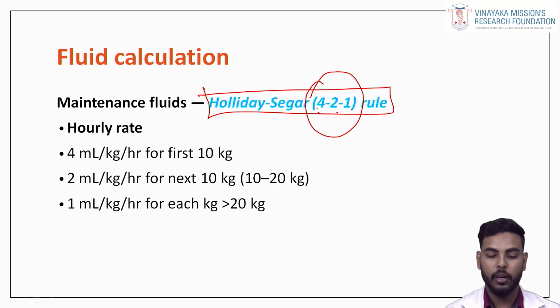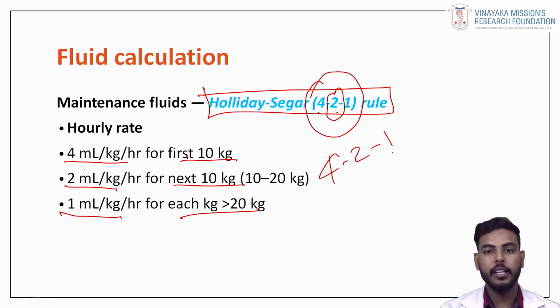So what is 4:2:1? 4 ml per kg for the first 10 kg of the patient. For example, if a 70 kg patient comes for surgery, how do we calculate the fluid? I will tell you in the next slide. For the first 10 kg we provide 4 ml per kg. For the next 10 kg we give 2 ml per kg, that is the 2:2 rule. For the remaining kilograms we provide 1 ml per kg. So remember this 4:2:1 Holliday-Segar formula for maintenance of fluid.